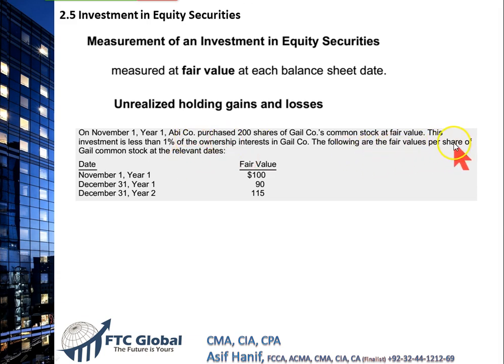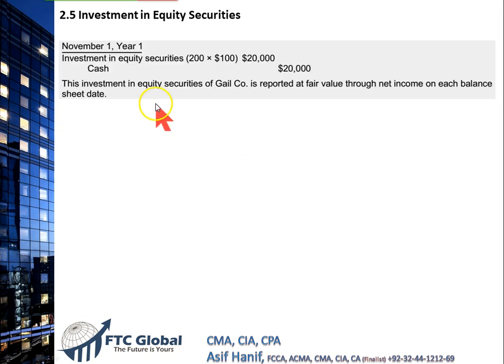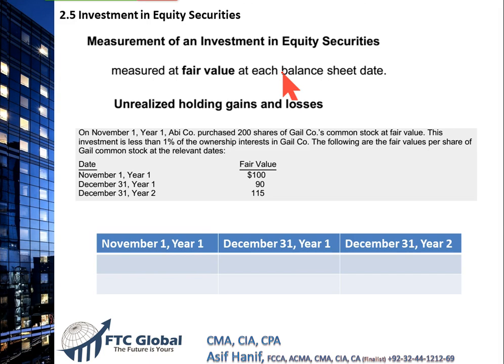The following are the fair values per share of Gale company stock at the relevant dates. At the date of acquisition, the fair value is $100. It means the purchase price is 200 shares at 100 each. The initial investment would be booked at 100 multiplied by 200, $20,000. We will debit our investment in equity securities as $20,000 and we credit the cash. Of course, we would have paid through cash. Now let's see what happens in the subsequent period and let us fill in the blank as well.